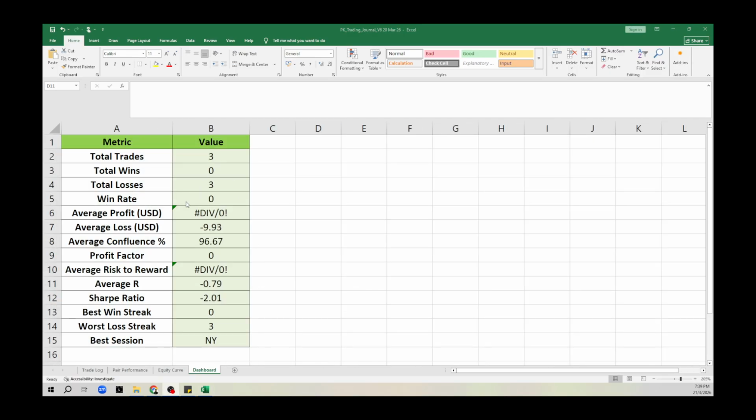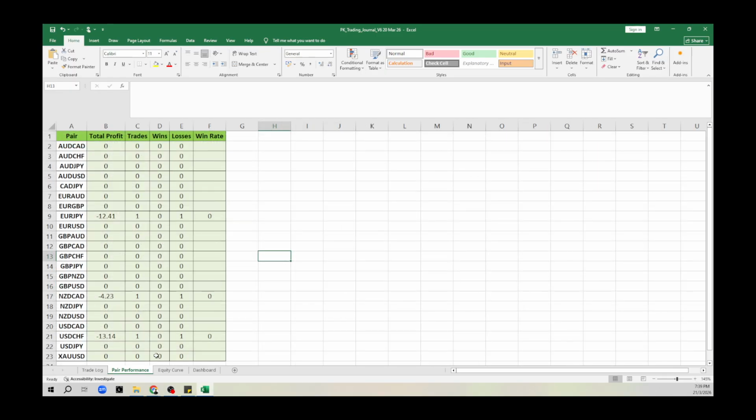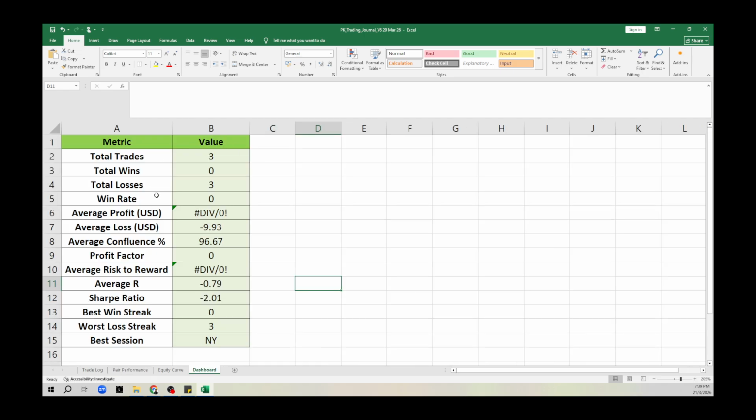So this is the same like the pair performance tab, right? This is going to give you a lot of information over a long period of time. The dashboard is something similar as well. So this will tell you what is your total trades, how much is your total wins, how much is your total losses, all right? What is your win rate? What is your win percentage? How much is your average profit, average loss, all right, your average confluence.